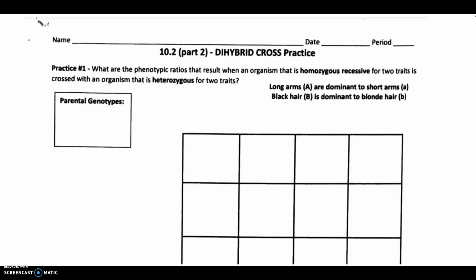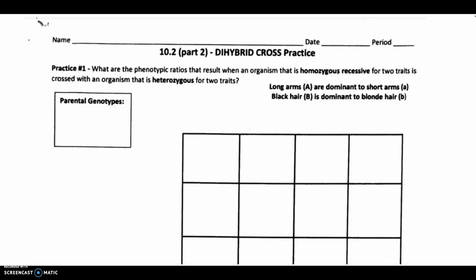Hey guys, this is Mr. Wilhelm here again. I'm going to do an example of a dihybrid cross Punnett square. This matches your worksheet that was given to you in class 10.2, Part 2, dihybrid cross practice, practice number 1.